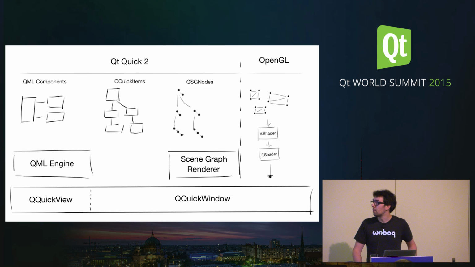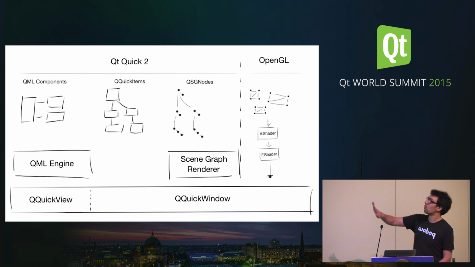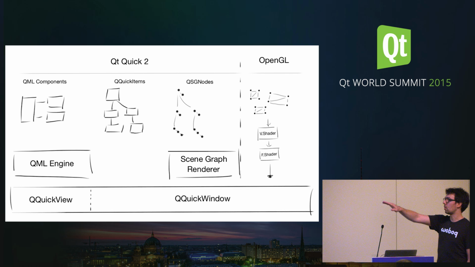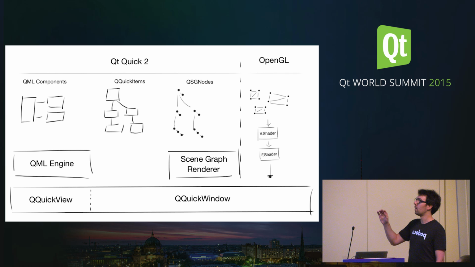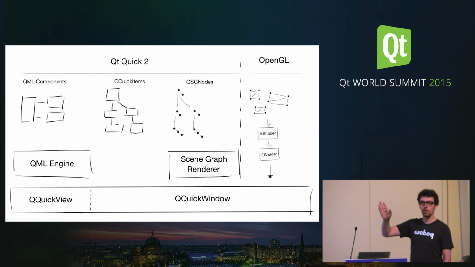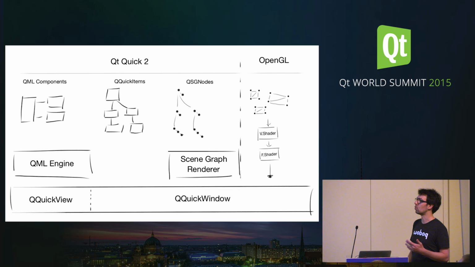If we look at the architecture of QtQuick 2, we have OpenGL on the right. You have QML components and the QML engine that you probably know a bit about already. QQuickView is just a subclass of QQuickWindow, and the window is the surface for the rendering of everything. In the middle, you have the QQuickItems, the built-in ones that come with QtQuick, for example QQuickRectangle and QQuickText. The QML components use those QQuickItems, and those QQuickItems use scene graph nodes to define the rendering.